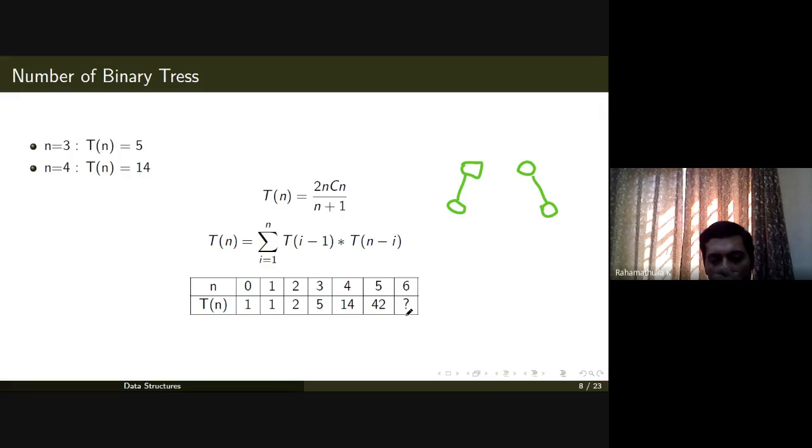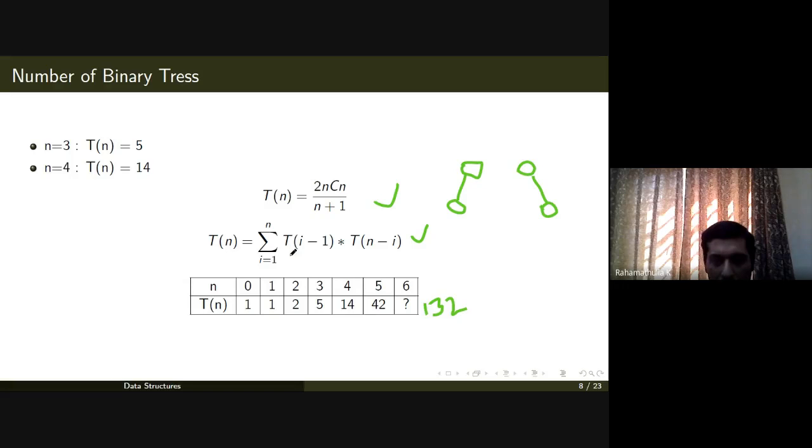Then with n equal to 6, how many binary trees? Once again, you can calculate this: 2n choose n divided by n plus 1. This is another formula for the Catalan number: sigma I equal to 1 to n of T of I minus 1 into T of n minus I. You may calculate it by using this formula or this formula for 6, and you will get 132. For 6 nodes, you can generate 132 binary trees.